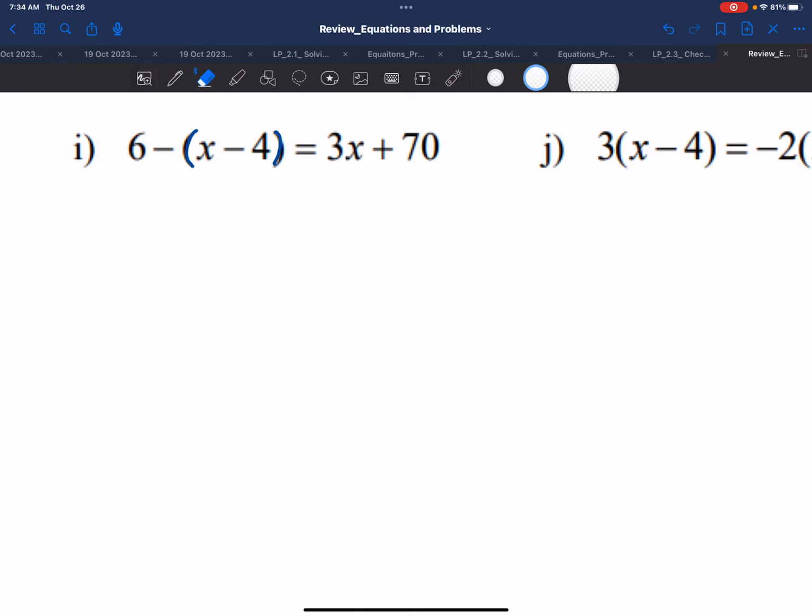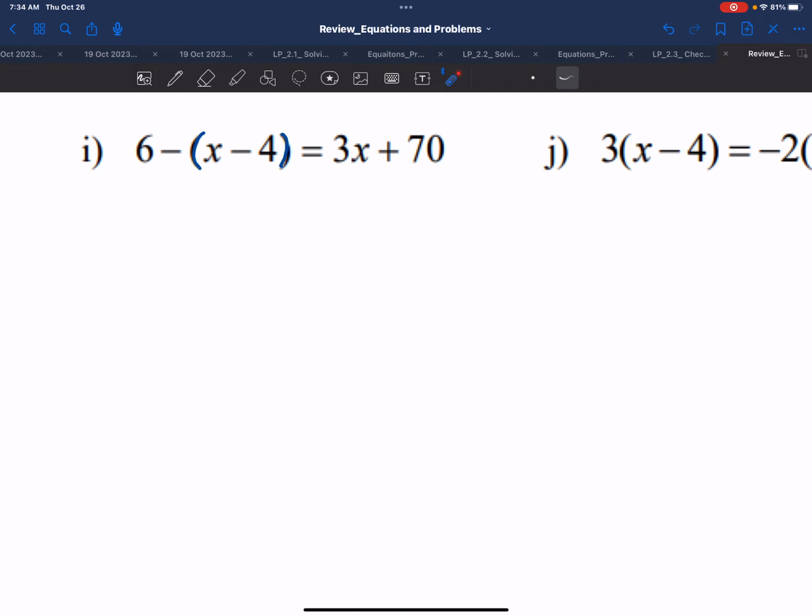The only thing that is sitting next to the brackets is this negative sign, which you can imagine as a coefficient of negative 1. Or you can think of it this way. I have a minus in front of brackets, which means that every term that is inside the brackets will switch to opposite sign when I remove brackets. So 6, x is positive, so subtract x, and then subtract negative 4, which means add 4, equals 3x plus 70.